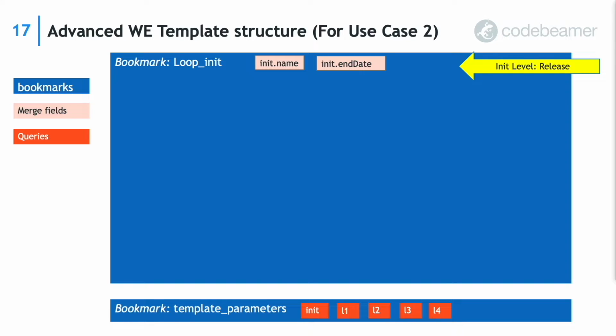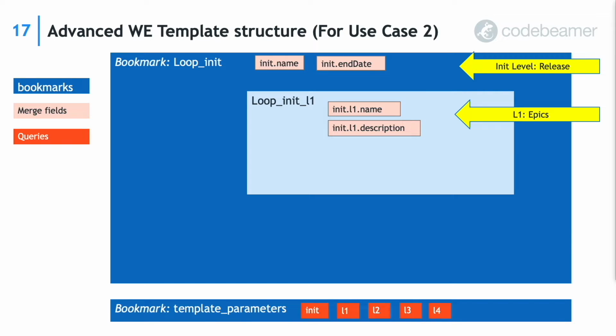Then we would like to insert the content of the epics. Remember the setup: epics are linked to the release, in other words, they depend on the release. Accordingly, the epic level will be nested into the init level, and the corresponding bookmarks and merge fields will indicate that dependency: init.l1.